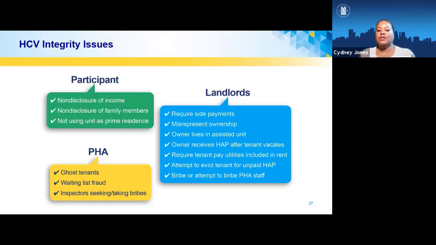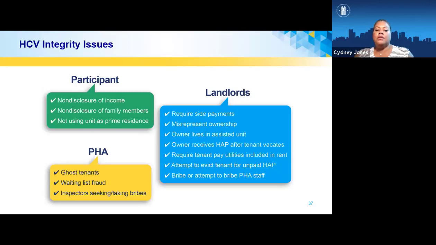Let's talk about integrity issues that we may come across at the housing authority. Again, misuse of the waiting list, moving people up ahead on the waiting list that aren't qualified, allowing inspectors to be bribed, or having ghost tenants and collecting HAP checks. Those are all things that can cause integrity issues at a PHA. So it's your job as a commissioner to be on the lookout for that as well.